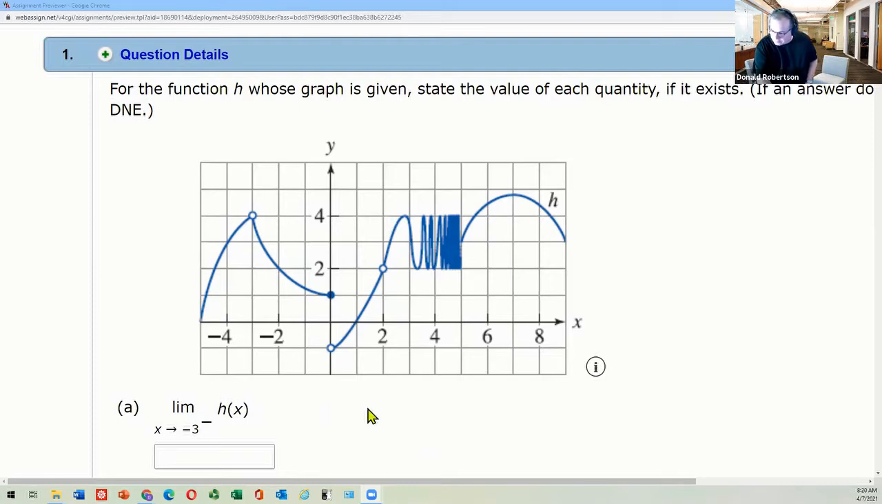I was kind of thinking that there was a limit at 4 and 1 from the left.